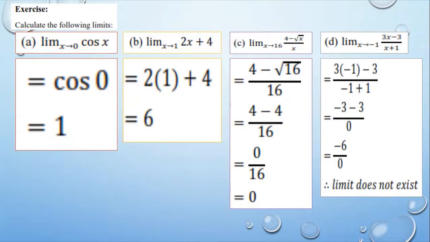So if you're getting an error, or a number upon 0, that means the limit does not exist, right? There can be another scenario where you'll get 0/0. So when you get 0/0, then you have to simplify, factorize, and then substitute the x value and solve, to find the limit.